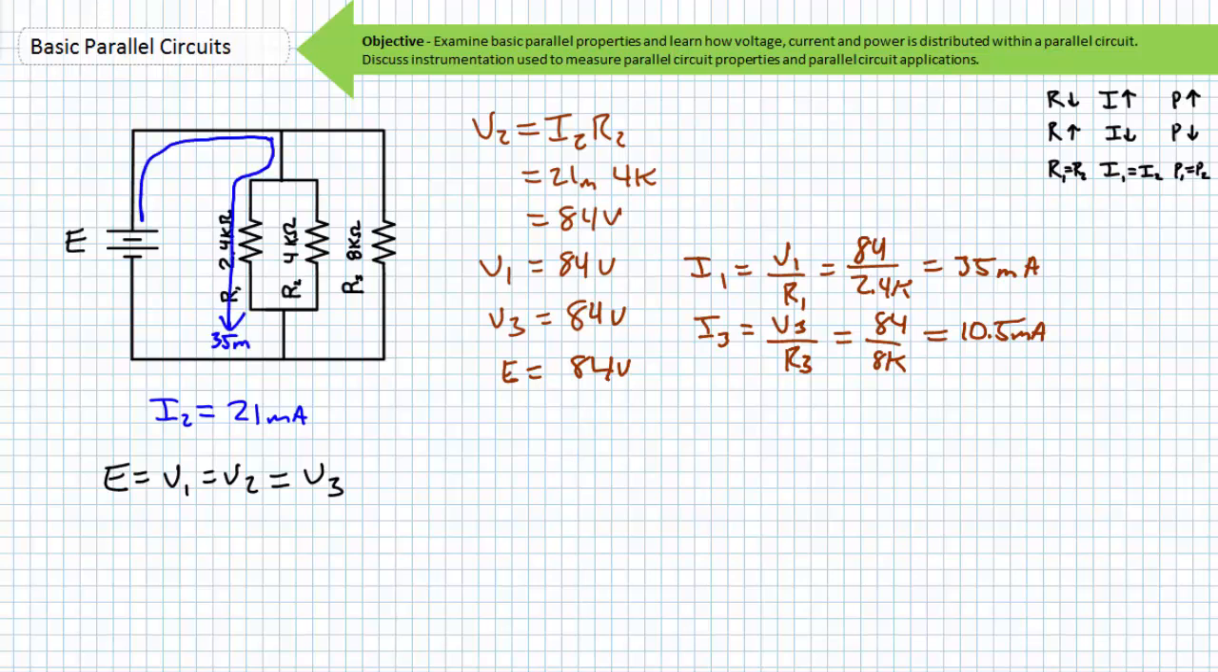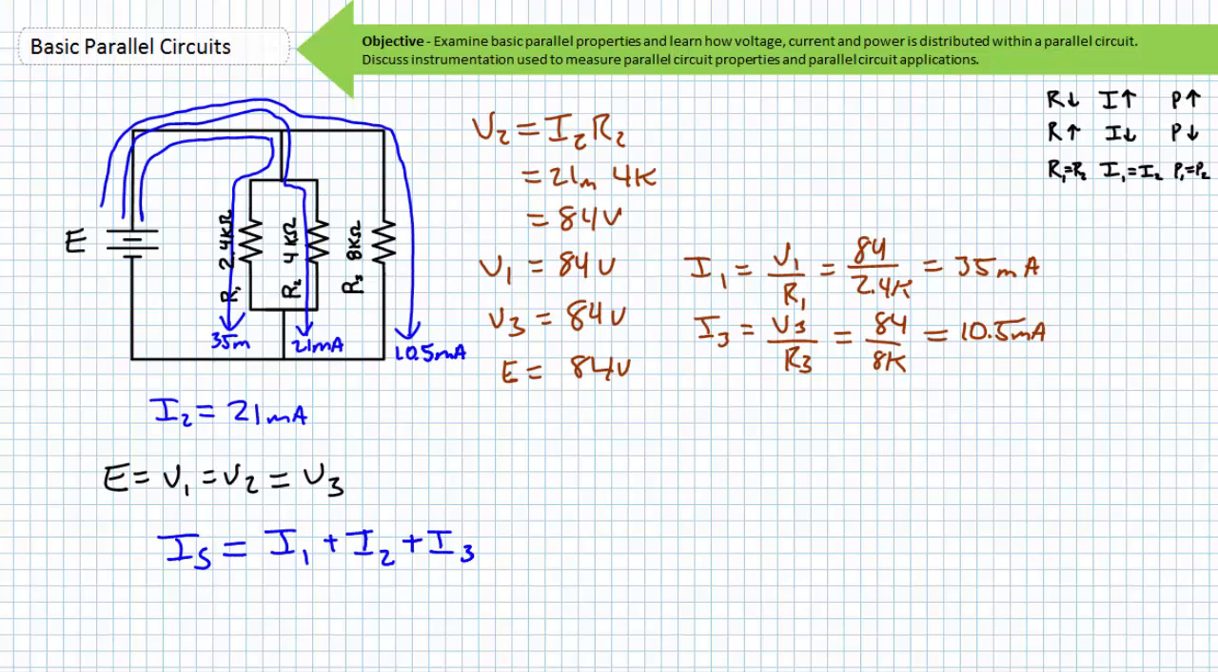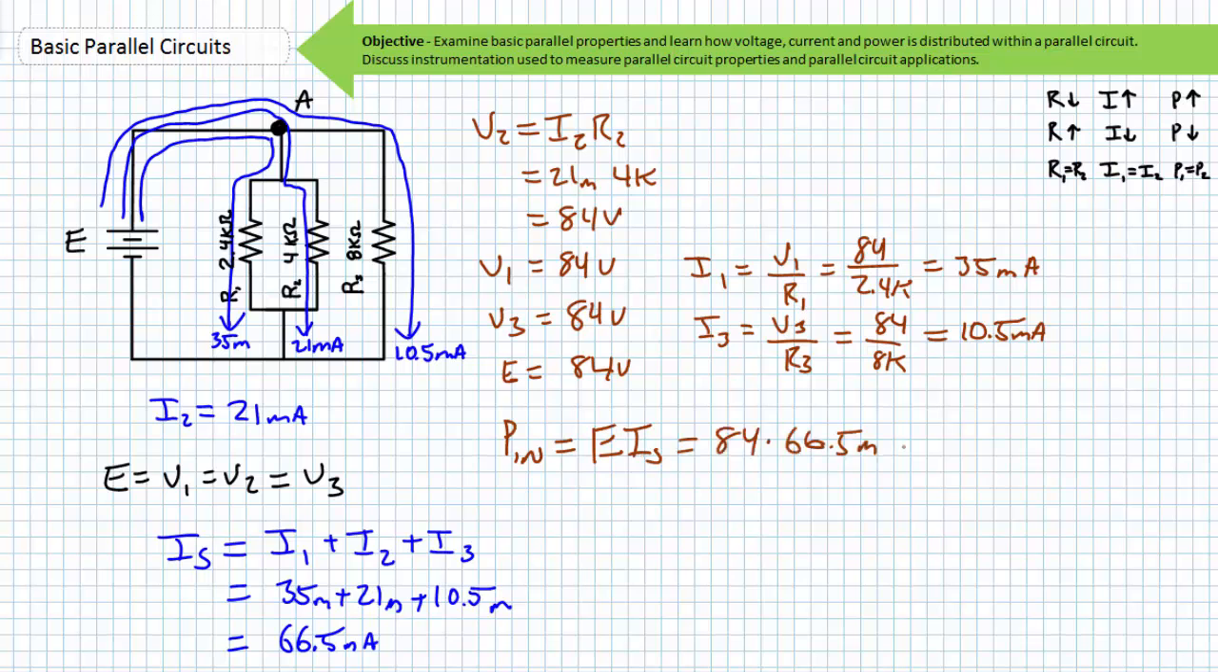When R1 draws 35 milliamperes of current, R2 draws 21 milliamperes of current, and R3 draws 10.5 milliamperes of current, it is easy to realize that the sum of currents leaving node A must equal the current entering it. IS, our source current, is therefore equal to I1 plus I2 plus I3. 35 milliamperes plus 21 milliamperes plus 10.5 milliamperes yields a total current draw of 66.5 milliamperes. The power supplied by the source is the source voltage times the source current. 84 volts times 66.5 milliamperes yields approximately 5.6 watts.